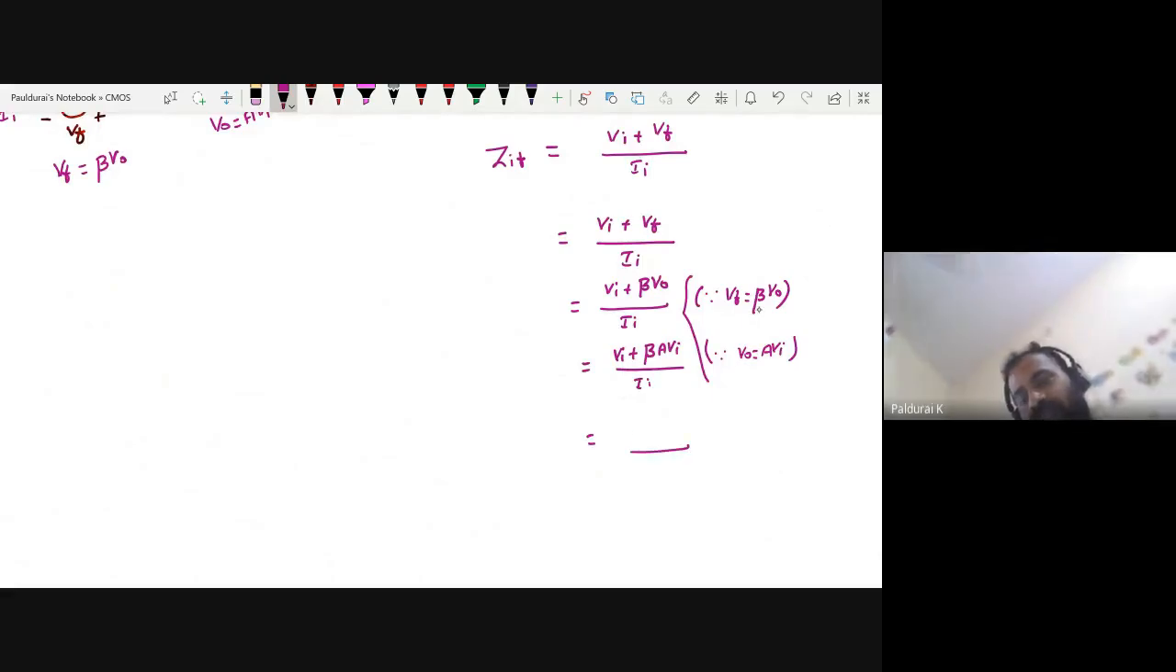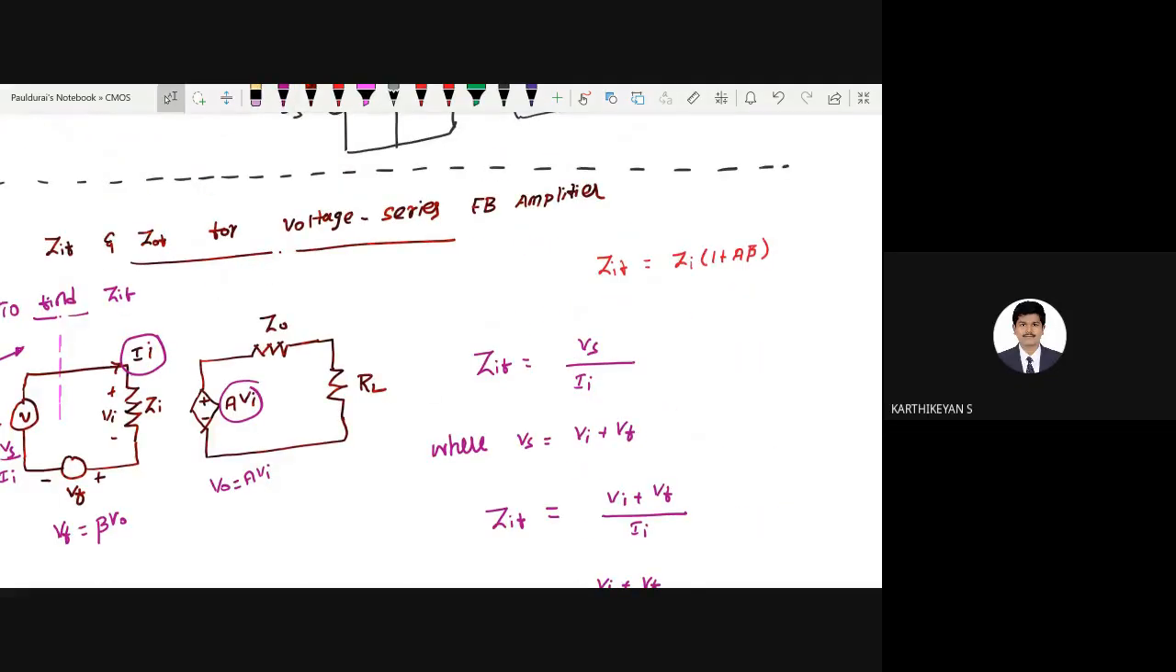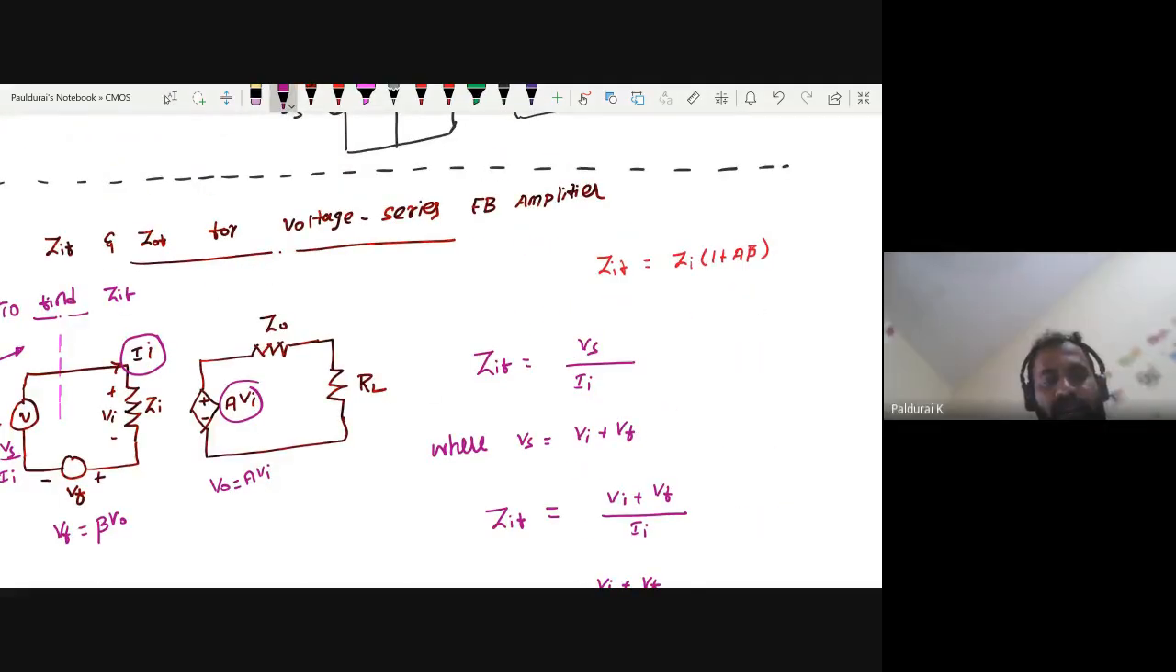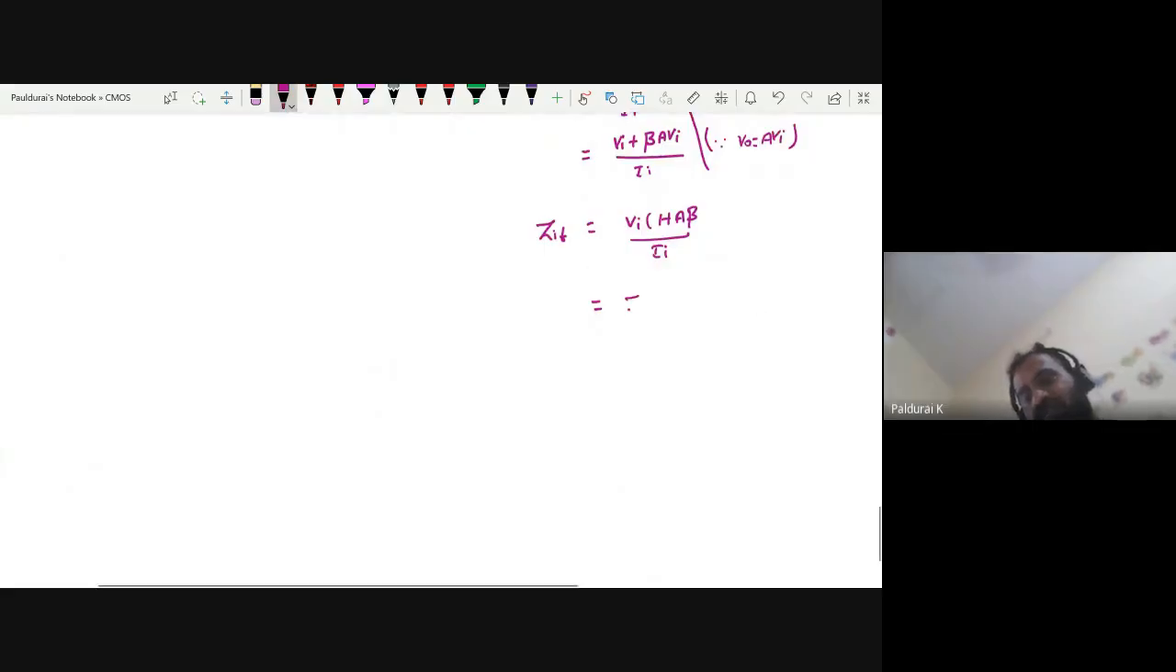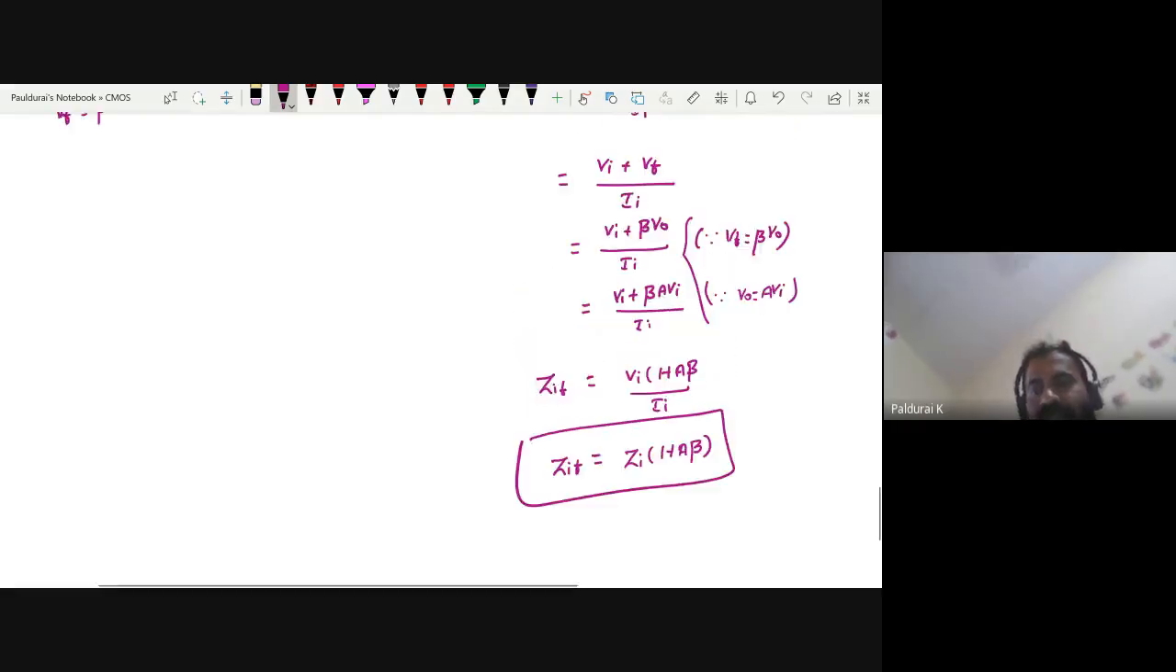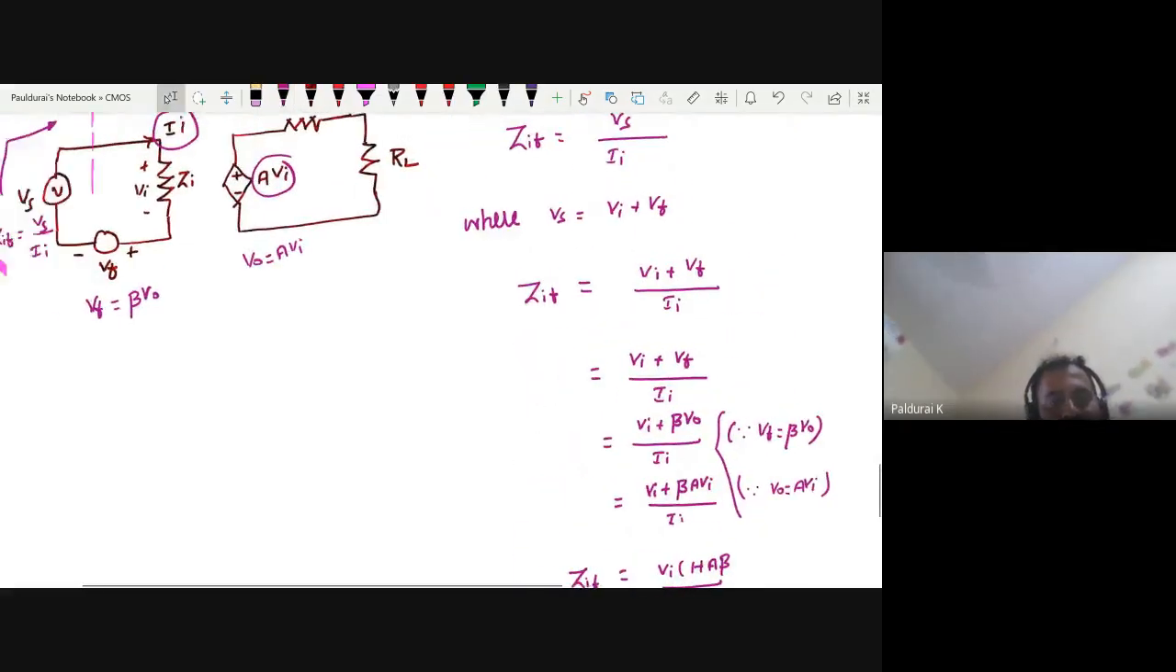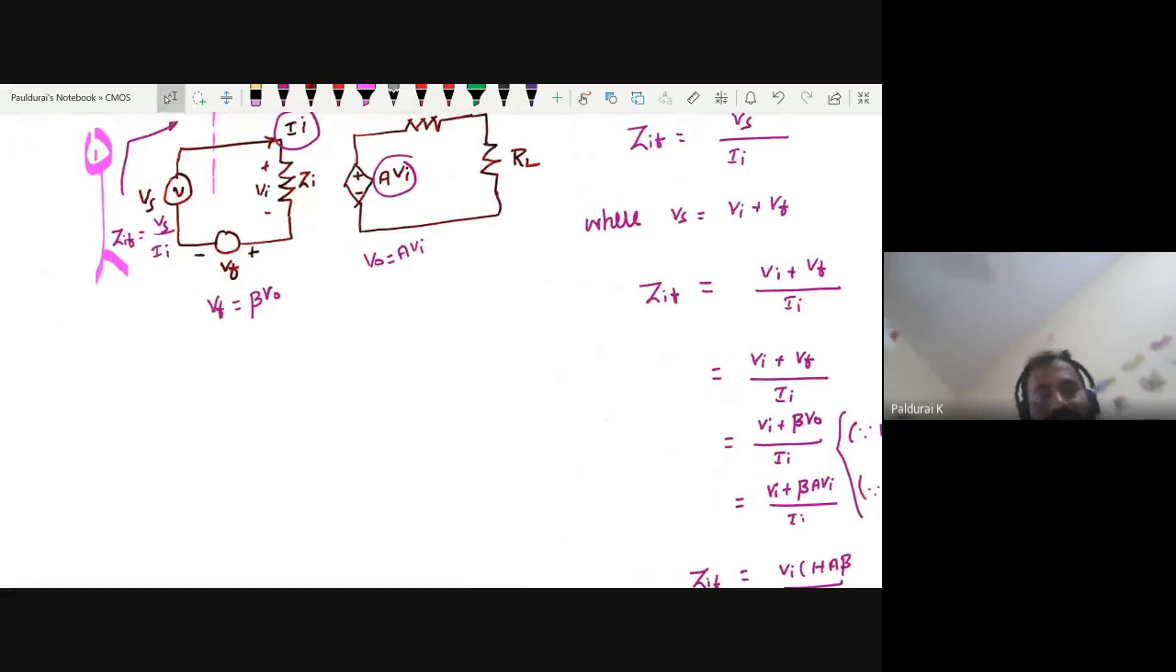So take Vi as common. So Vi times 1 plus A beta by Ii. This is my Zif. Okay, who is Vi by Ii? Zi, Vi by Ii, that is nothing but my Zi. So Zi times 1 plus A beta. This is my input impedance with the feedback. This is what we expected, right? So very simple. I repeat the procedure, I repeat the steps.